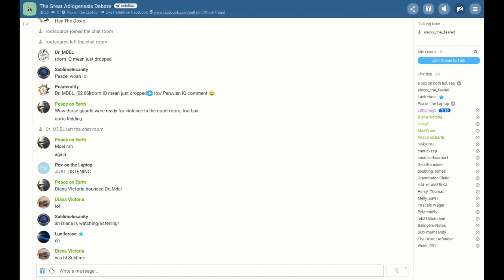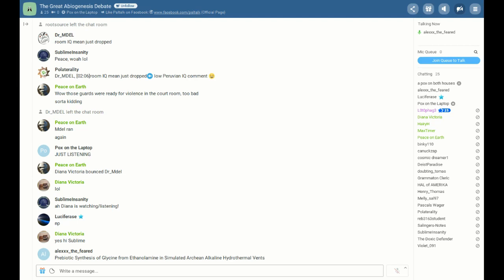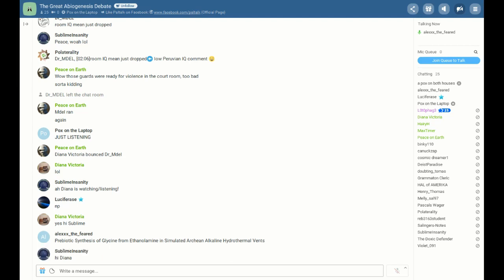So, prebiotic synthesis of glycine here, if you're going to get it from that route. Prebiotic synthesis of glycine from ethanolamine in simulated alkaline hydrothermal vent. So here's the problem I had with ethanolamine. I'm just going to call it ethan, right? Because I don't use these words a whole lot. Ethan.